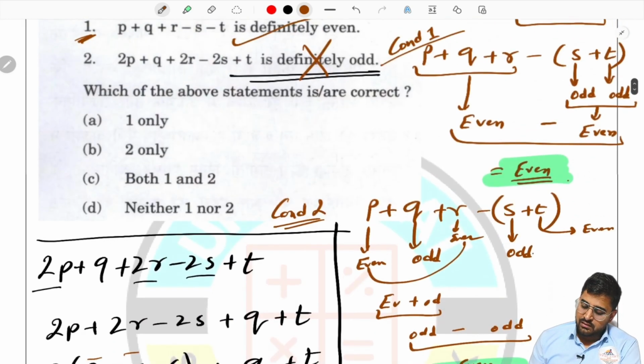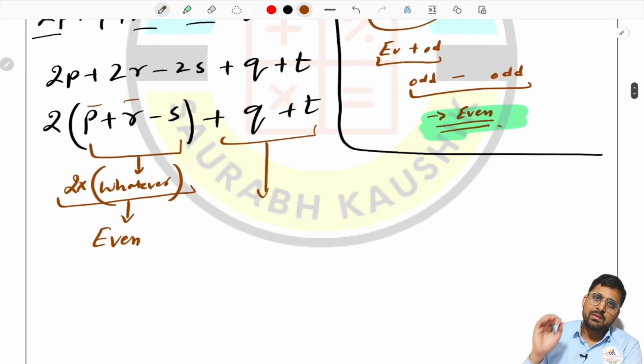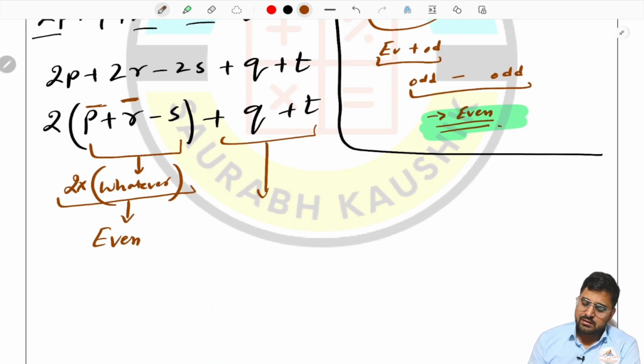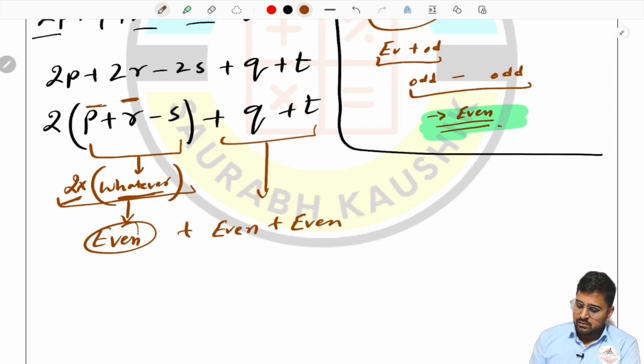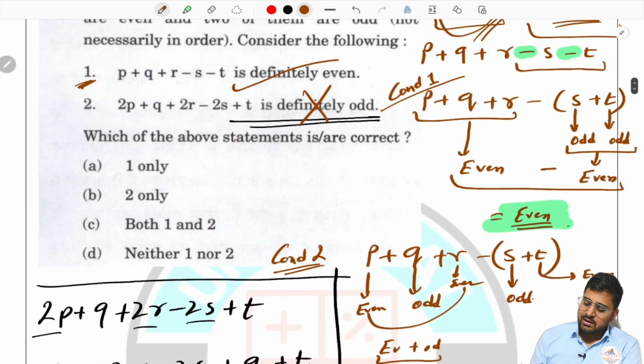Again I am telling you, there are two positions which should be odd. In the first statement itself, I put these two terms as odd. Now, whatever the terms are, I am not going to calculate, but I know that whatever this number is, it gets even just because of the 2 here. Now this is also even, q and t are also even. So when you add all three evens, you will get even only. So the statement gets cancelled.